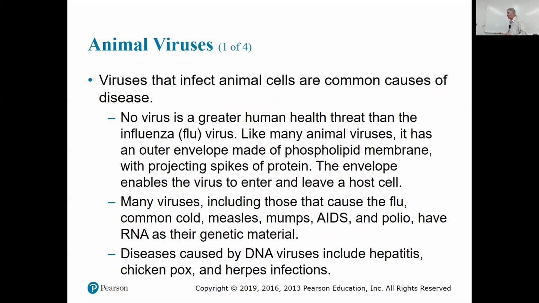Viruses infect animal cells and are a common cause of disease. No virus is a greater human threat than the influenza virus. Well, now we have the coronavirus. An animal virus has an outer membrane, an envelope, that enables the virus to enter and leave a host cell. Actually, viruses trick our cells. They bind to certain receptors that cause our cells to endocytose the virus into the cell. Many viruses, including those that cause the flu, common cold, measles, mumps, AIDS, and polio, have RNA as their genetic material. Diseases caused by DNA viruses include hepatitis, chickenpox, and herpes infections.